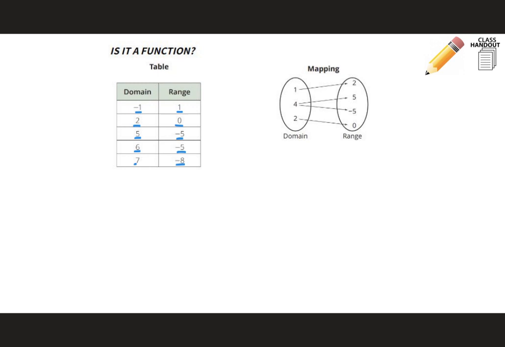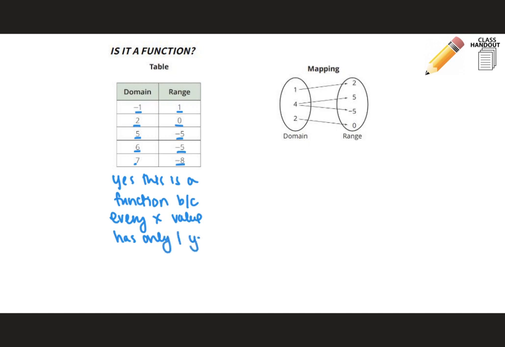You might be looking at this and saying, wait, I see -5 twice. Remember, the definition of a function is that every x value has exactly one y value. It's okay if that y value is seen multiple times, as long as it's for a different x value. So yes, this is a function, because every x value has only one y value.